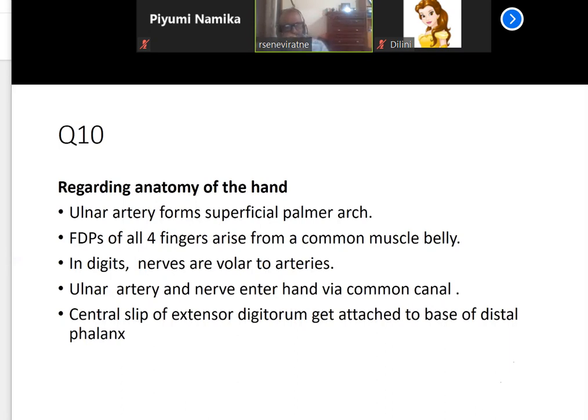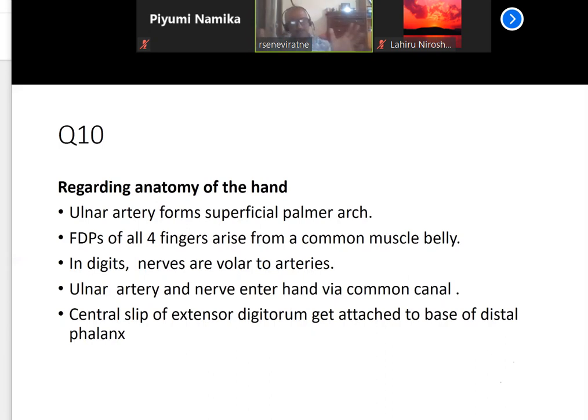Okay. Right. Ulnar artery and nerve enter the hand via a common canal. False. True. Yeah, Guyon's canal. Central slip of extensor digitorum gets attached to the base of the distal phalanx. False. It gets attached to the proximal phalanx, isn't it? From either side you get the two slips going and getting together and attached to the distal phalanx. When the central slip is broken, this joint comes up between these two slips, and that's boutonniere deformity for you.